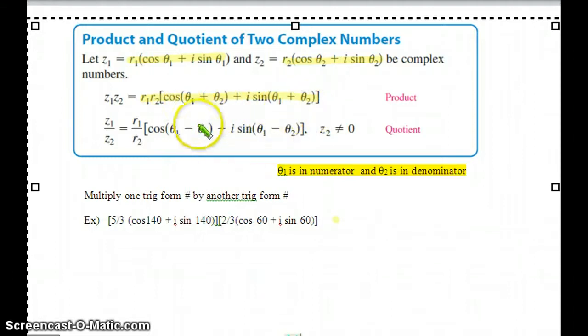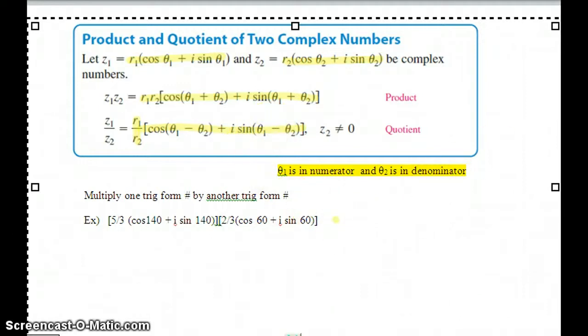If it's division, if I ask you to divide these two trigonometric forms of complex numbers, you would divide the r values here and then do the cosine and the sine where you subtract the angles. It's really important that you understand that theta 1 would be in the numerator when we're dividing, theta 2 would be in the denominator when we are using the division portion of this formula.